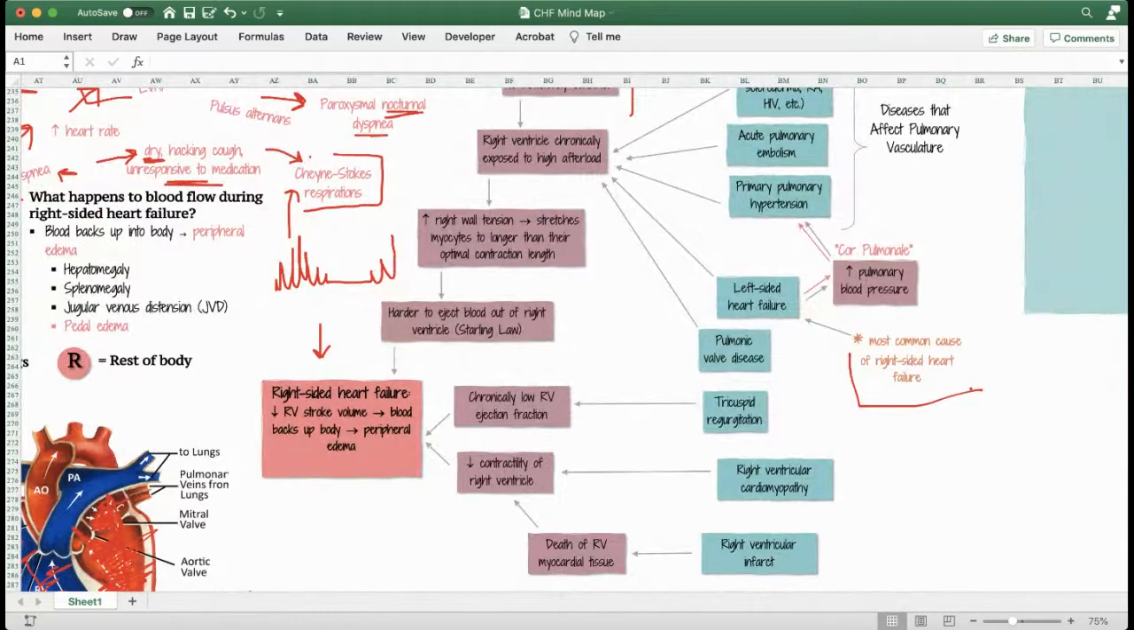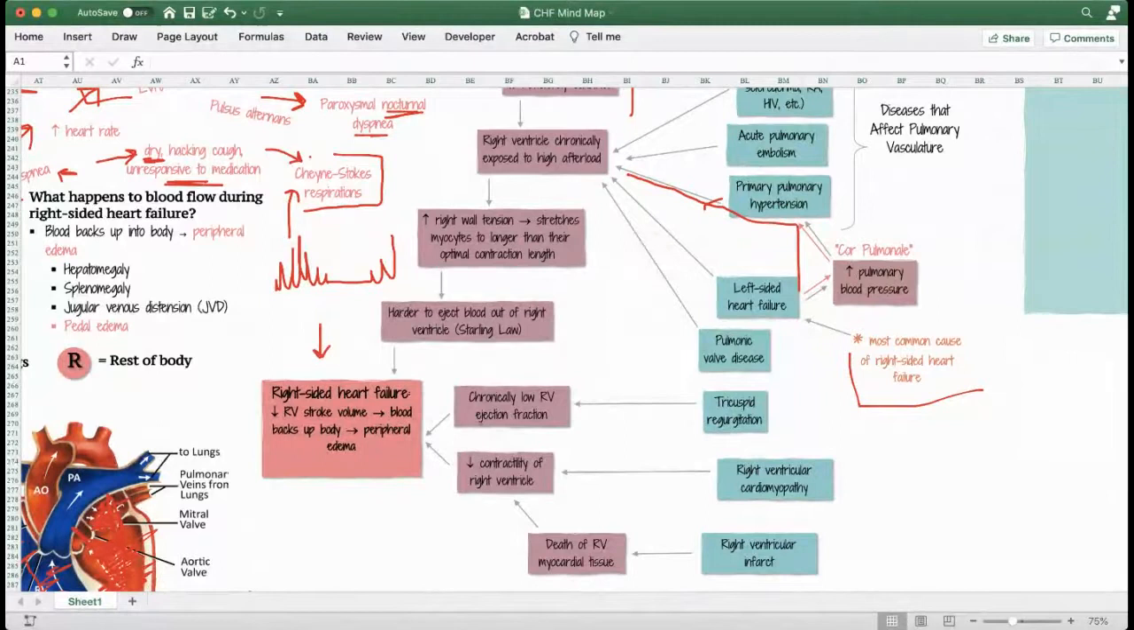The most common cause, like I just said, of right-sided heart failure is left-sided heart failure. The left-sided heart failure increases the pulmonary blood pressure. Then you end up with a right ventricle that's chronically exposed to that high afterload. So your right ventricle has to work extra hard against the backflow that's coming from the left ventricle.